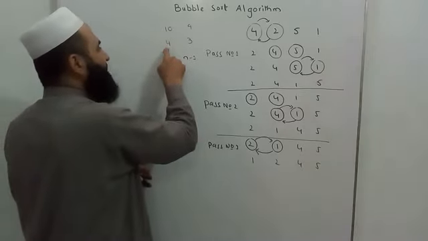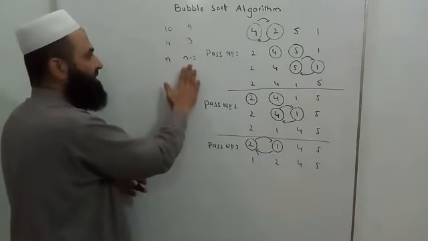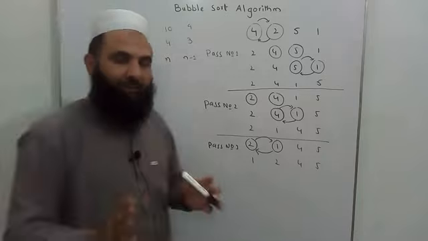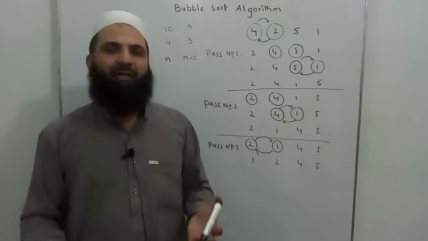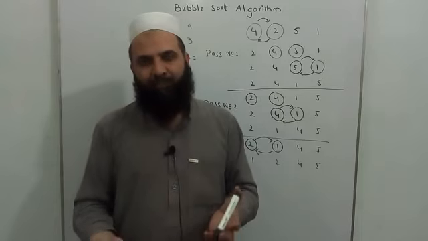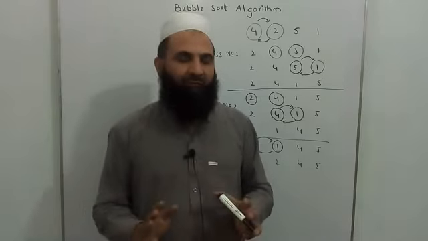For sorting 4 numbers we needed 3 passes. Similarly, for sorting n numbers we will need n minus 1 passes. So in the bubble sort algorithm, the number of passes is equal to n minus 1. That is, the total number of elements minus 1 will be the number of passes.